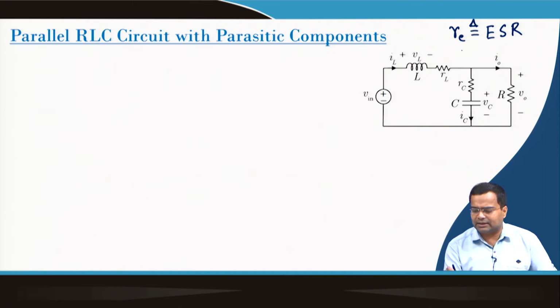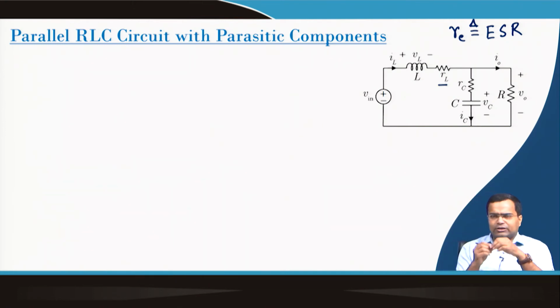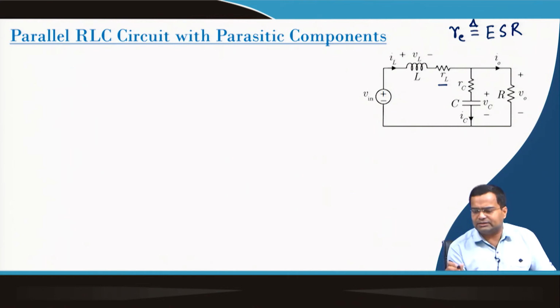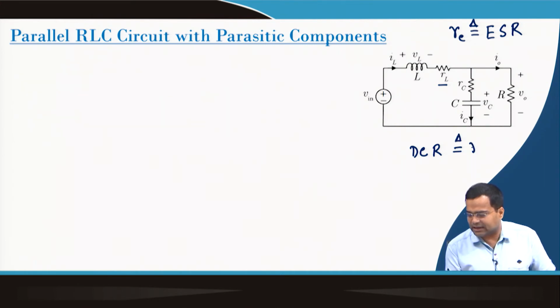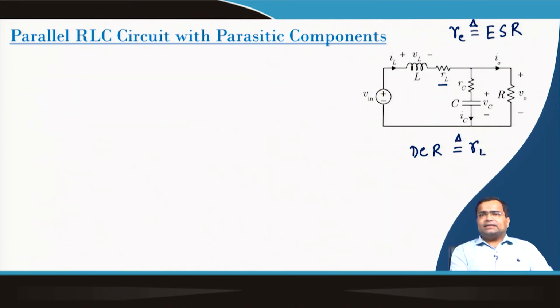Similarly, for the inductor, as I said, we can have a parasitic resistance, which can be a trace resistance, and in many cases this is called DCR, DC equivalent resistance, and it is denoted as RL of the inductor, DCR.